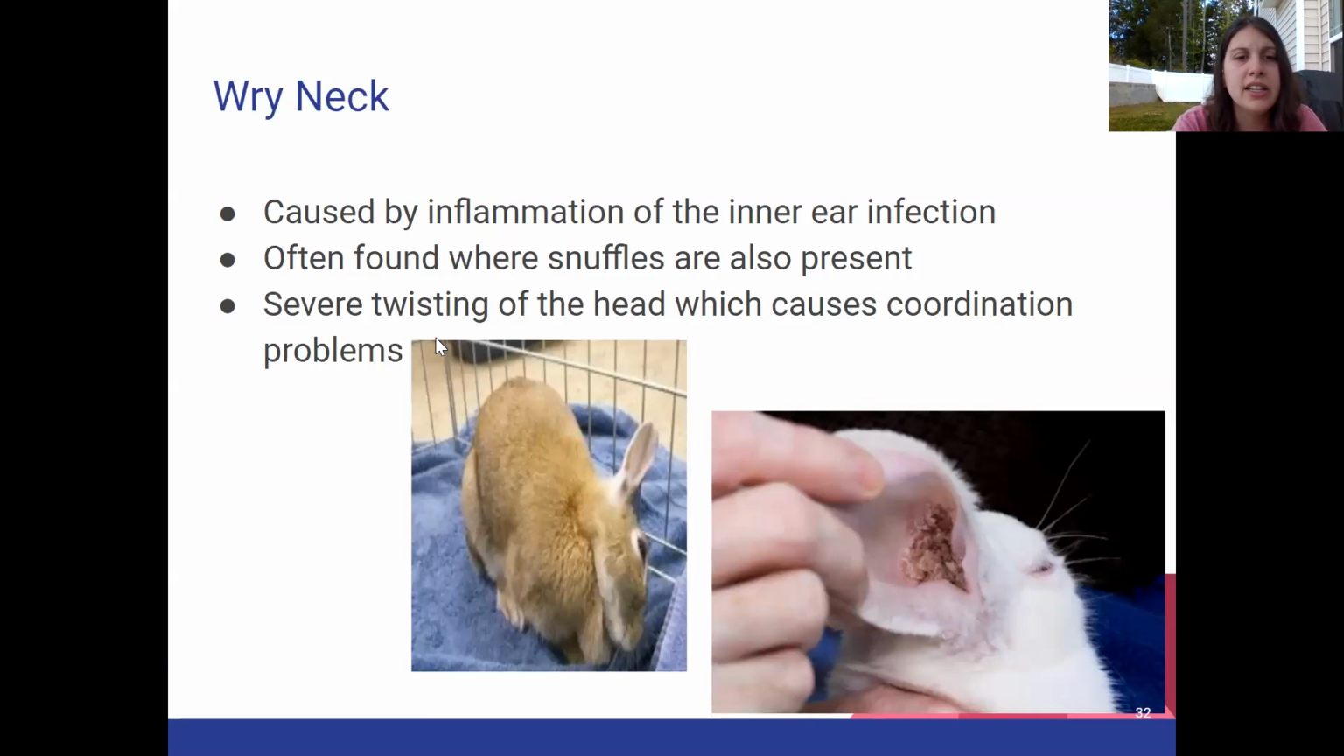So rat neck is inflammation of the inner ear.